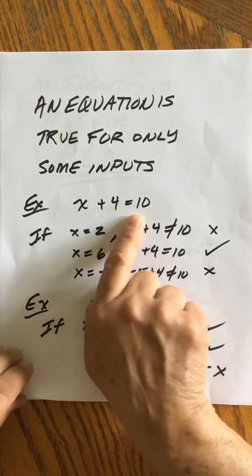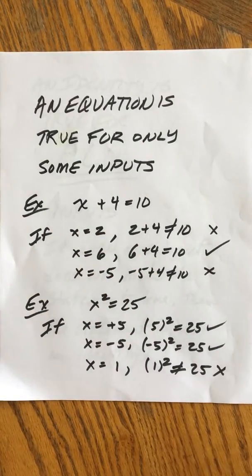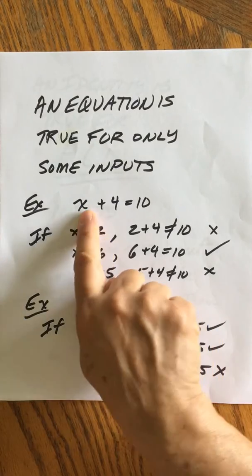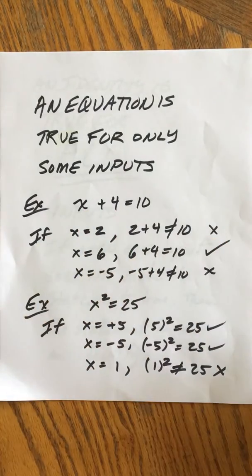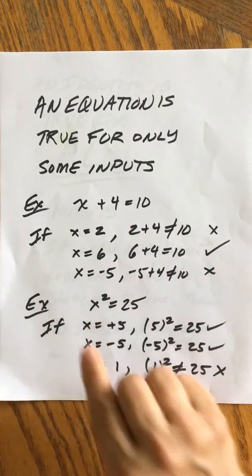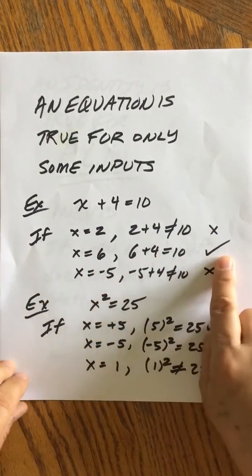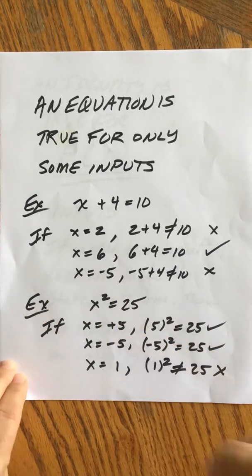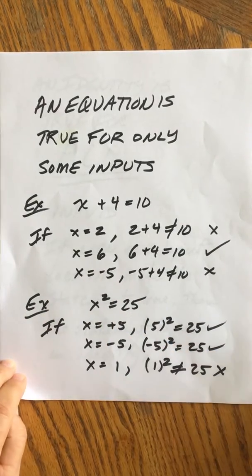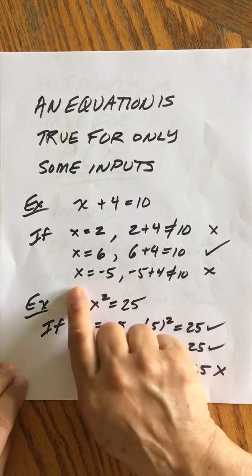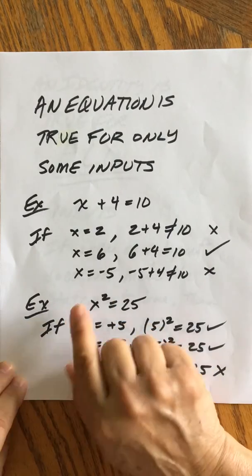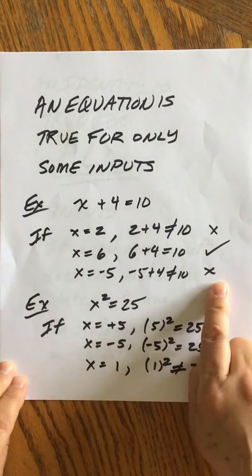So in this case, for example, x plus 4 equals 10. You could try certain inputs like 2, but 2 plus 4 would be 6. 6 is not equal to 10, so that's a false statement. If I put in 6, 6 plus 4 is 10, so that's a true statement. But as long as I find one input that doesn't work, it's just an equation, it's not an identity. So an equation is true for only some inputs, so -5, false statement, right?